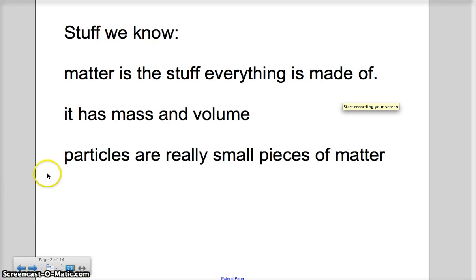Okay. Alright, so the stuff we know already when it comes to matter: matter is the stuff everything is made of. It has mass and volume, and I'm hoping that you all know that when we say the term particles, we're referring to really small pieces of matter.